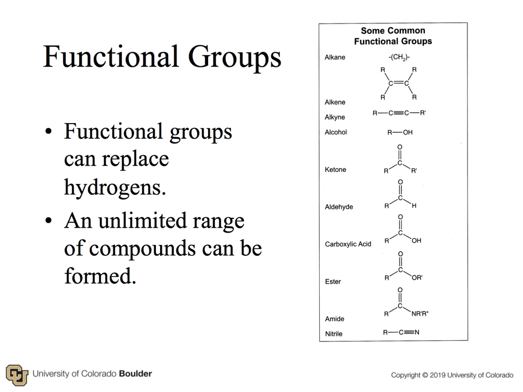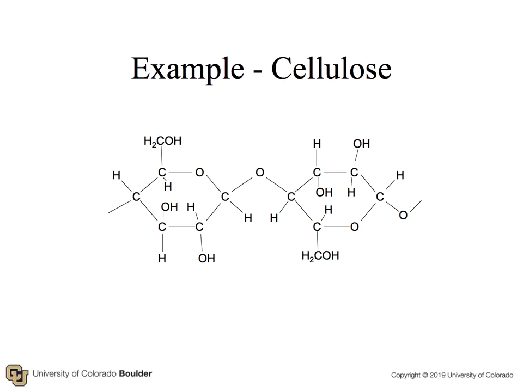And for this reason, really an unlimited range of compounds can be formed, and that's a good thing because we wouldn't be here if that wasn't the case. We wouldn't have DNA, we wouldn't have RNA, and so on. And here's an example of a bit more complicated molecule here. This is cellulose. Cellulose is a polymer of glucose, and the polymers are linked through an oxygen atom, as shown. And so just to reiterate, you can make a lot of different kinds of molecules, and we'll talk about some of them as we move on.